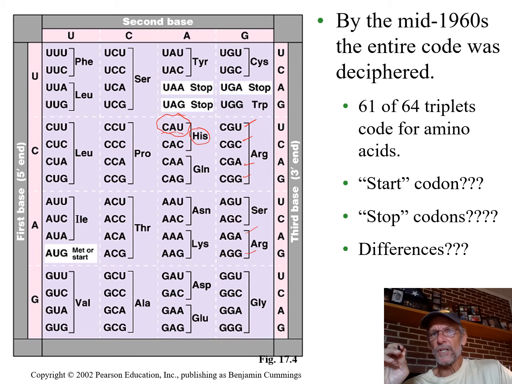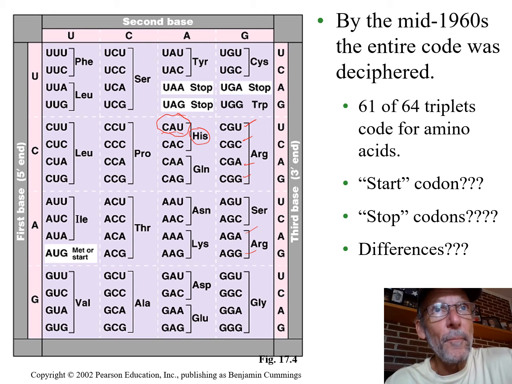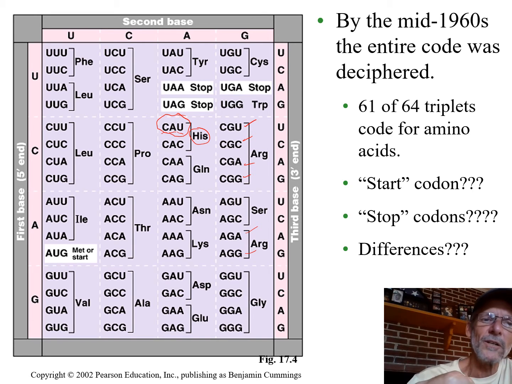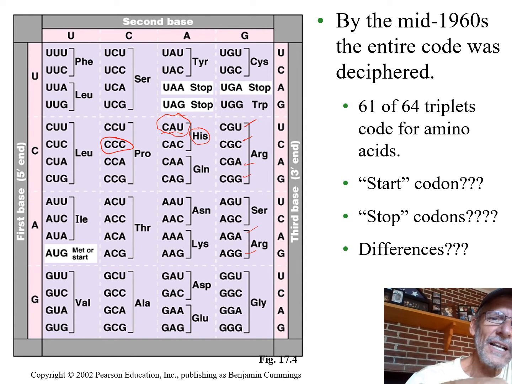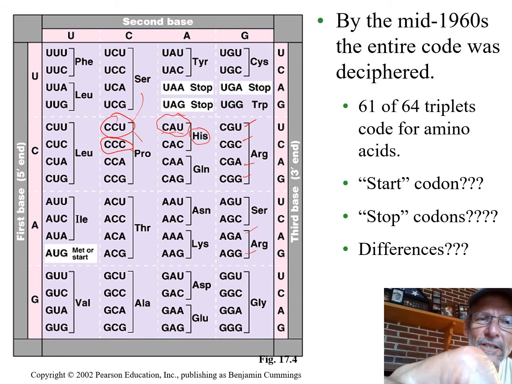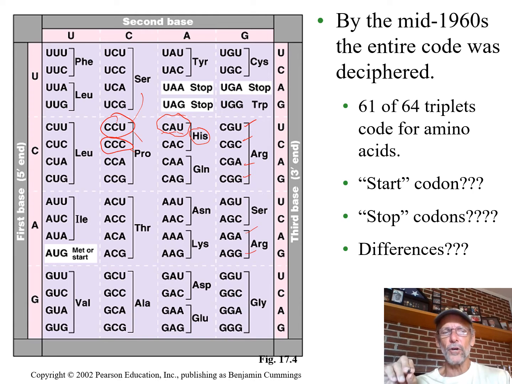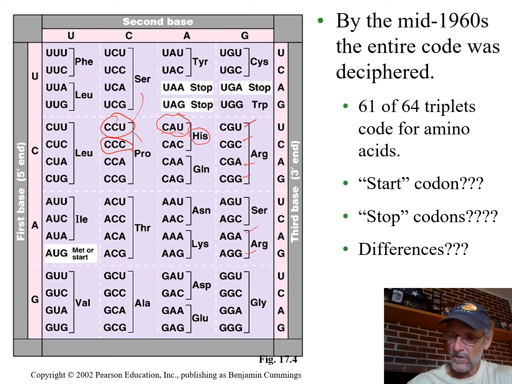But it's redundant, but it is not, what's the word I'm trying to think of? It's on the next slide, I think. I'll think of it when I get there. What it means, though, is that CCC and CCU might both mean proline, but they only mean proline. They don't mean sometimes proline, sometimes serine, right? They don't contradict. They're not contradictory. There's another word for that too, that I'll remember in a second. It's been a long day already.